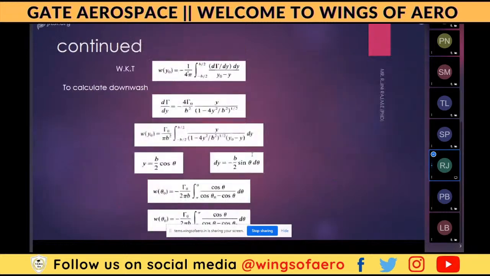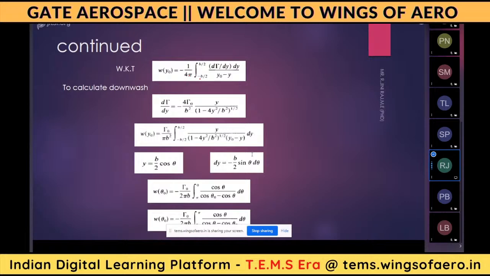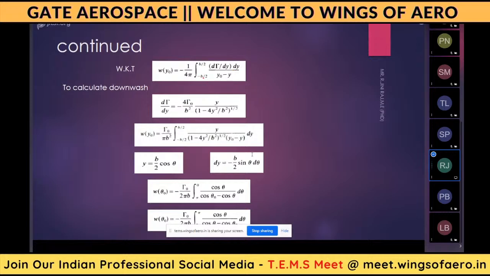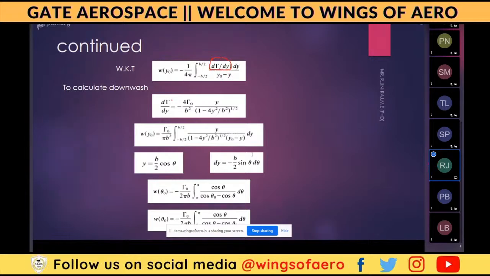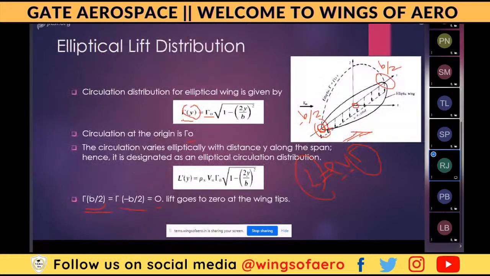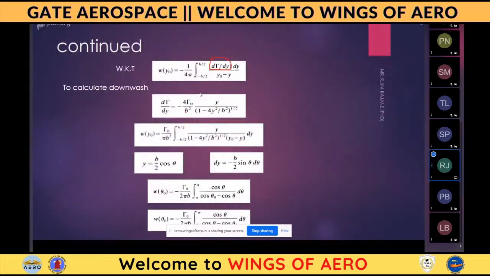Then we all know that from the Prandtl lifting line theory, the downwash formula is w of y naught equal to minus 1 by 4 pi integral from minus b by 2 to b by 2 of (d gamma by dy) dy divided by (y naught minus y). So in order to find the downwash, we need to know the value of d gamma by dy. So what I am doing is differentiating the value of gamma. Here we have the value of gamma in terms of y only, so differentiate with respect to y.